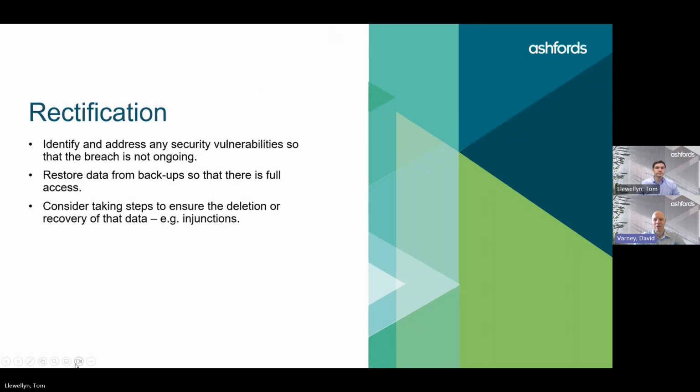Then rectification. So we thought about the breach. We've informed the people we need to in terms of the ICO, data subjects, our insurers, our contracting counterparties. What do we do now? So the issues here are things like resetting compromised credentials, re-establishing security and ownership of the IT estate, enabling multi-factor authentication to make sure that people logging in are legitimate users, working with credit monitoring agencies maybe to monitor fraud risks for people affected by the breach.